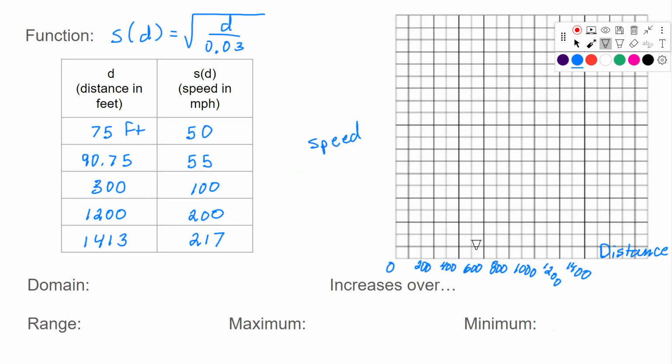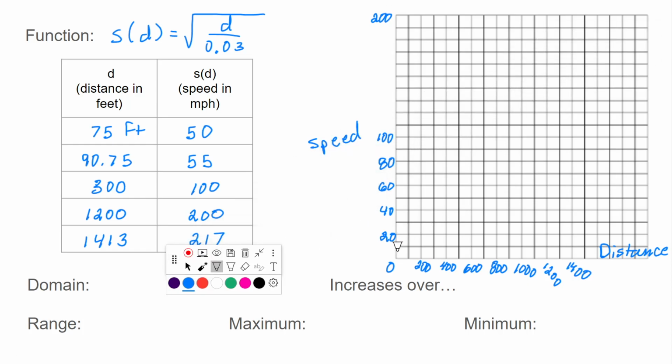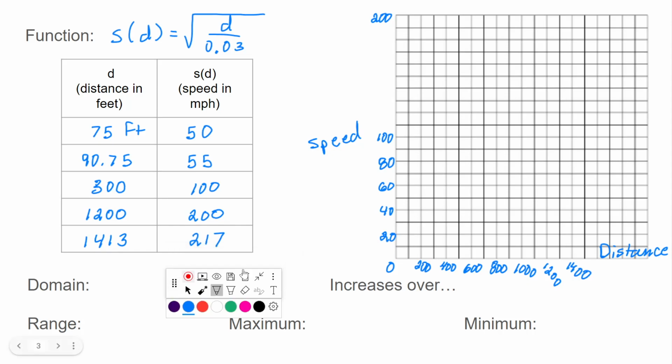I went by tens, so my speed, I'm going to go by tens as well. 20, 40, 60, 80, 100, up to 200. So we know from before that we're not going to go anywhere if we're not moving. So my graph can start at 0, 0.